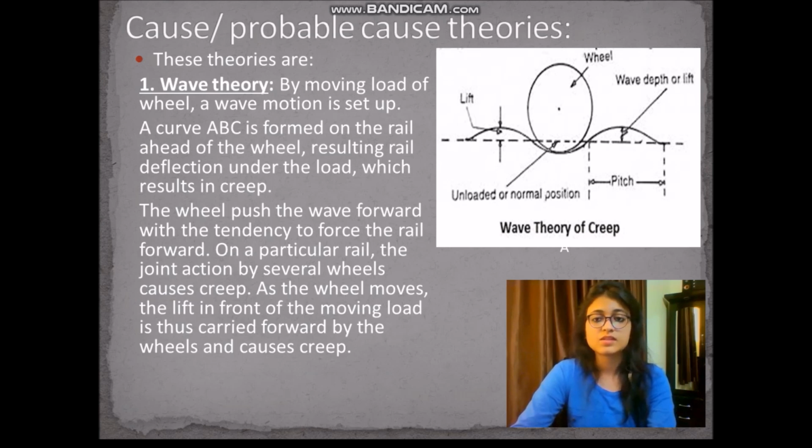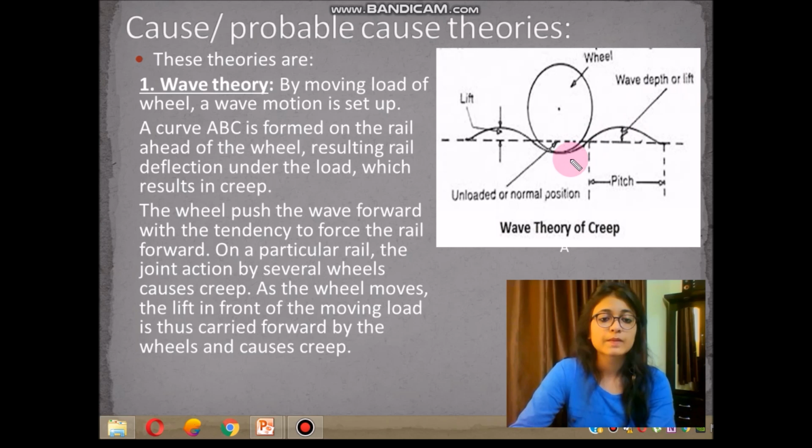First, we'll see wave theory. By the moving load of the wheel, a wave motion is set up, because the wheel is moving on the rail. So a wave motion is set up on the rail. You can see the curve ABC. This point is A, this point is B, and this point is C.